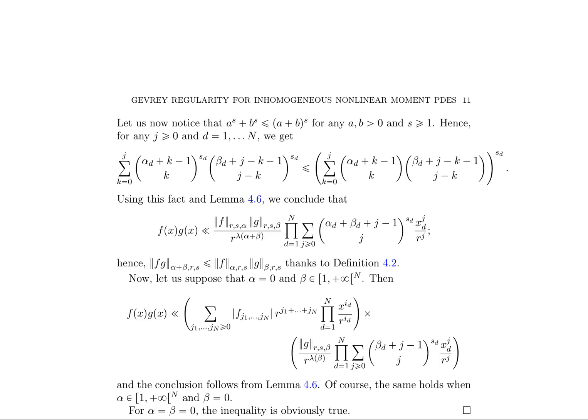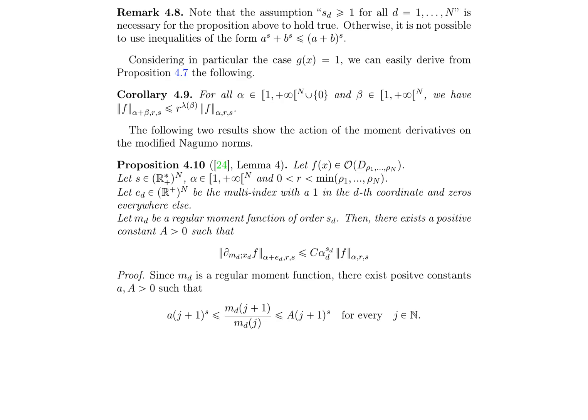Following this, corollary 4.9 is derived, which states that if m1, ..., mn are regular moment functions, then for all alpha in [1, infinity), and q in N^n, there exists a positive constant c such that the norm of b^{-q}_{m,x} f, alpha, q, r, s is less than or equal to c lambda_q times the product over d equals 1 to n of s_d alpha_d q_d, times ||f||_{alpha,r,s}. This corollary demonstrates the connection between the modified Nagumo norms and the concept of Gevrey order of a formal power series.